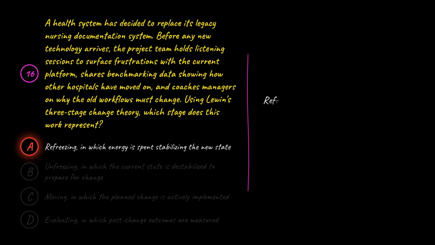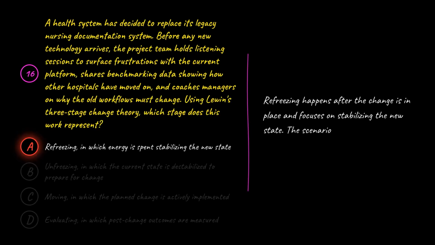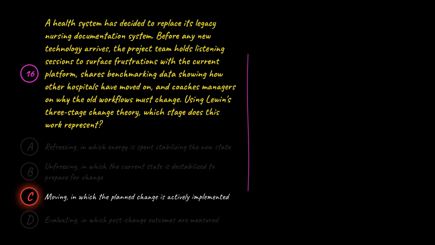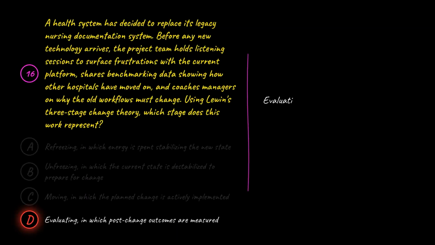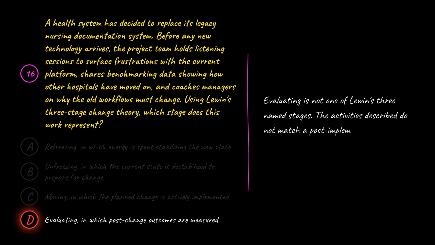A is wrong because refreezing happens after the change is in place and focuses on stabilizing the new state. The scenario is happening before any new technology is deployed. C is wrong because moving is the active implementation of the planned change. The scenario describes pre-implementation preparation, not implementation itself. D is wrong because evaluating is not one of Lewin's 3 named stages. The activities described do not match a post-implementation outcome assessment in any case.